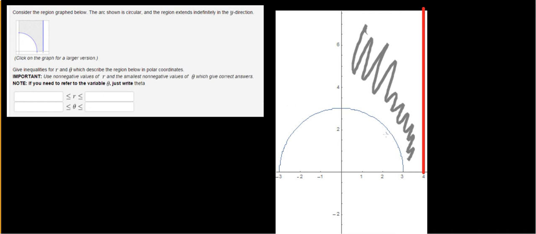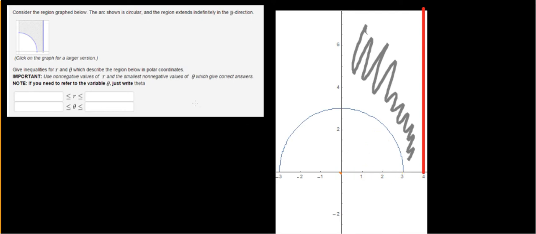So the first thing I did as I look at this plot is they tell us that the arc is circular, and because the arc is circular, we know if the radius here is 3, then the radius here is 3, the radius here is 3, and everywhere on this arc should have a radius of 3. So the equation to this arc is r equals 3.